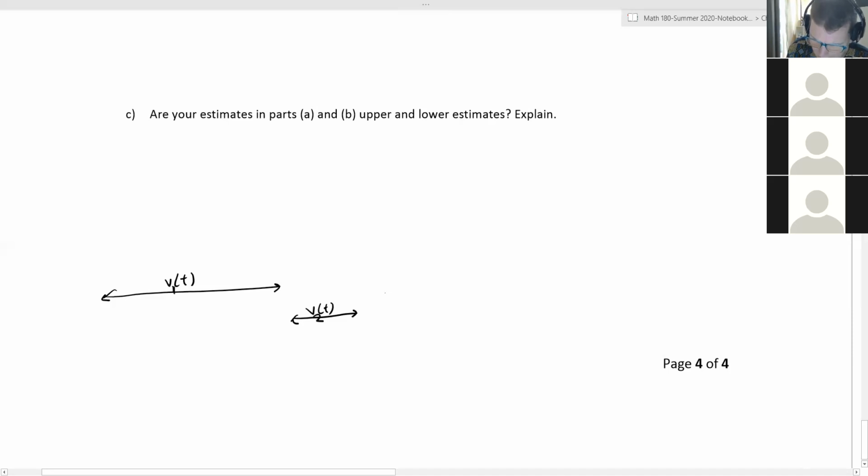And then we have another one, which may be a little bit faster. So that's V3 of t. And then we have another one that goes a little bit faster or a little bit slower, called V4 of t. Now, each one of these represents a different velocity at a different time. These happen to be constant velocities, but they're different velocities over the same period of time. Each one is like 1 second long.